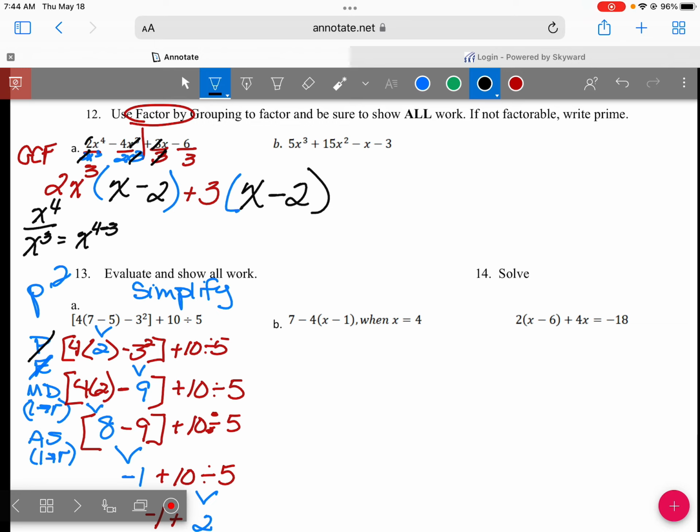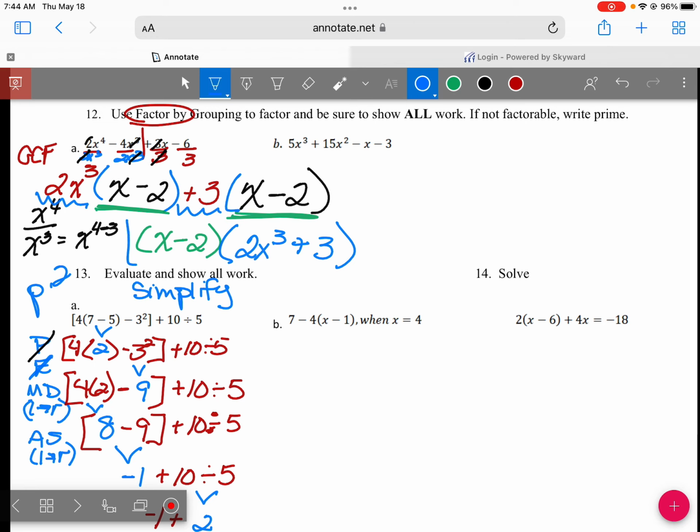So I get 2x to the 3rd times x minus 2 plus 3 times x minus 2. This x minus 2 is common to both. So I'm going to now factor that out front. And what do I have left? My leftovers, as I used to say, is 2x to the 3rd plus that 3. And that is your final answer.